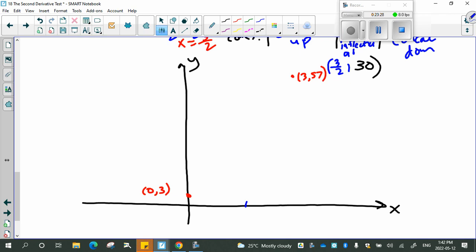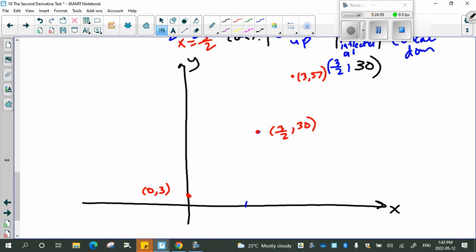Because 3 to 57 is how much? 54. Yes, so it's 27 to each one, which is halfway between. Which is cool. So we pick a part that looks halfway. And that's our 3 over 2, 30. Okay? Won't always happen, but sometimes does.